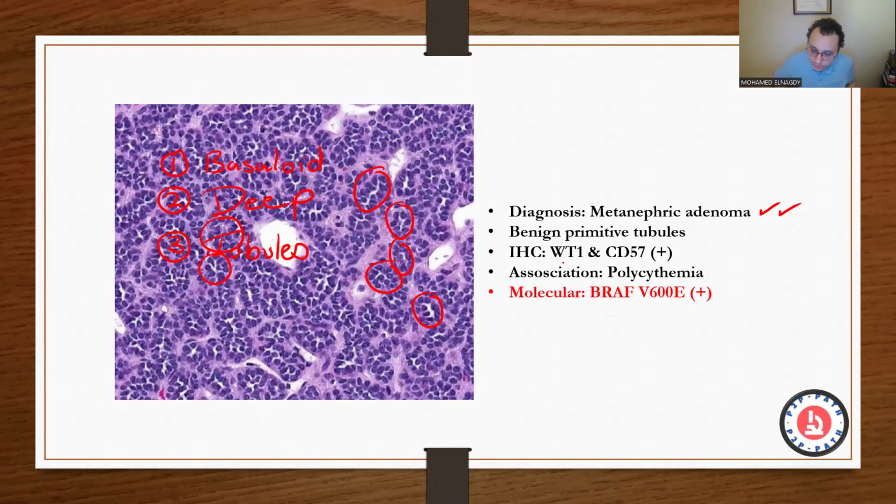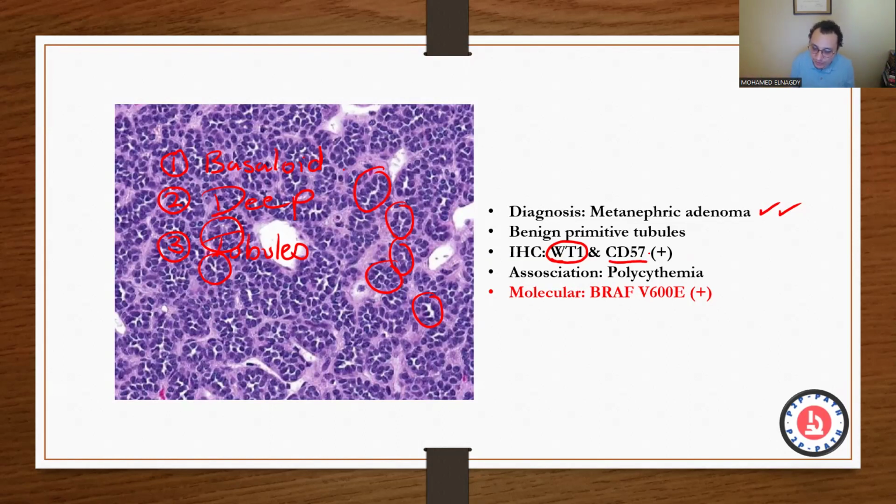However, just 3 facts that you need to know: that it's WT1 positive, which stands for Wilms tumor, actually. However, they believe sometimes that the metanephric adenoma is a kind of a Wilms tumor, but it's just monophasic. They call it sometimes monophasic Wilms because it has just the tubular component of the Wilms tumor. So WT1 positive. CD57 also is positive.